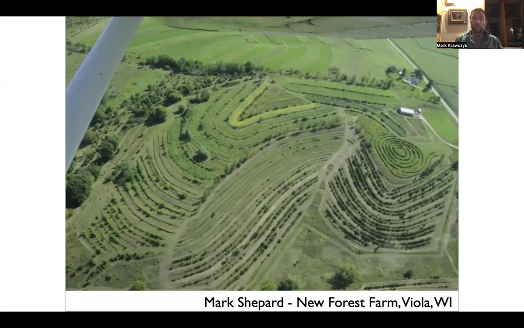So looking at something like New Forest Farm in southwestern Wisconsin, started by Mark Shepard and family, one example of a keyline designed farm. We haven't talked a lot about access today, but Keyline offers some really good insights into how and where we place access, often striving for ridges as good places because they offer us connectivity to both sides of the respective watershed.